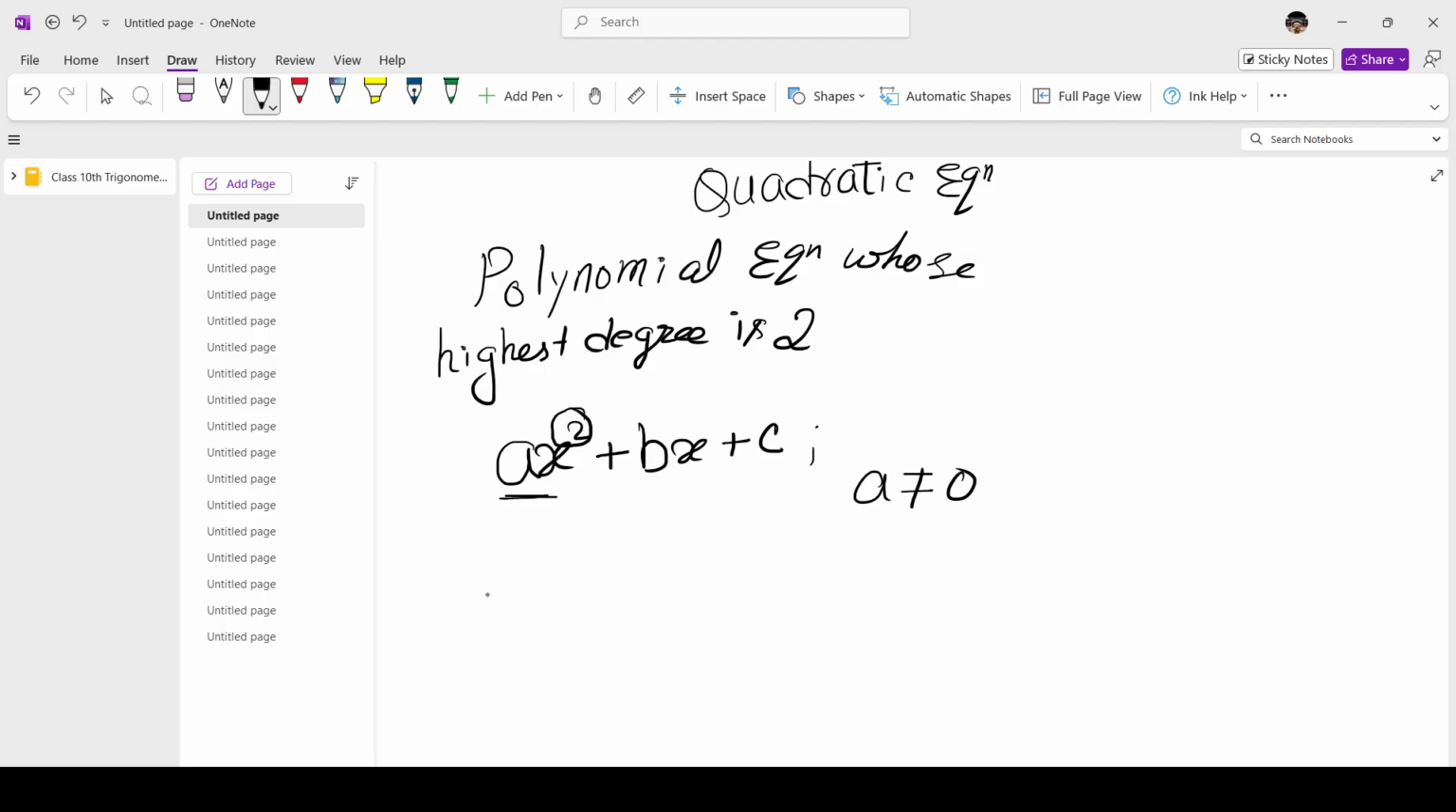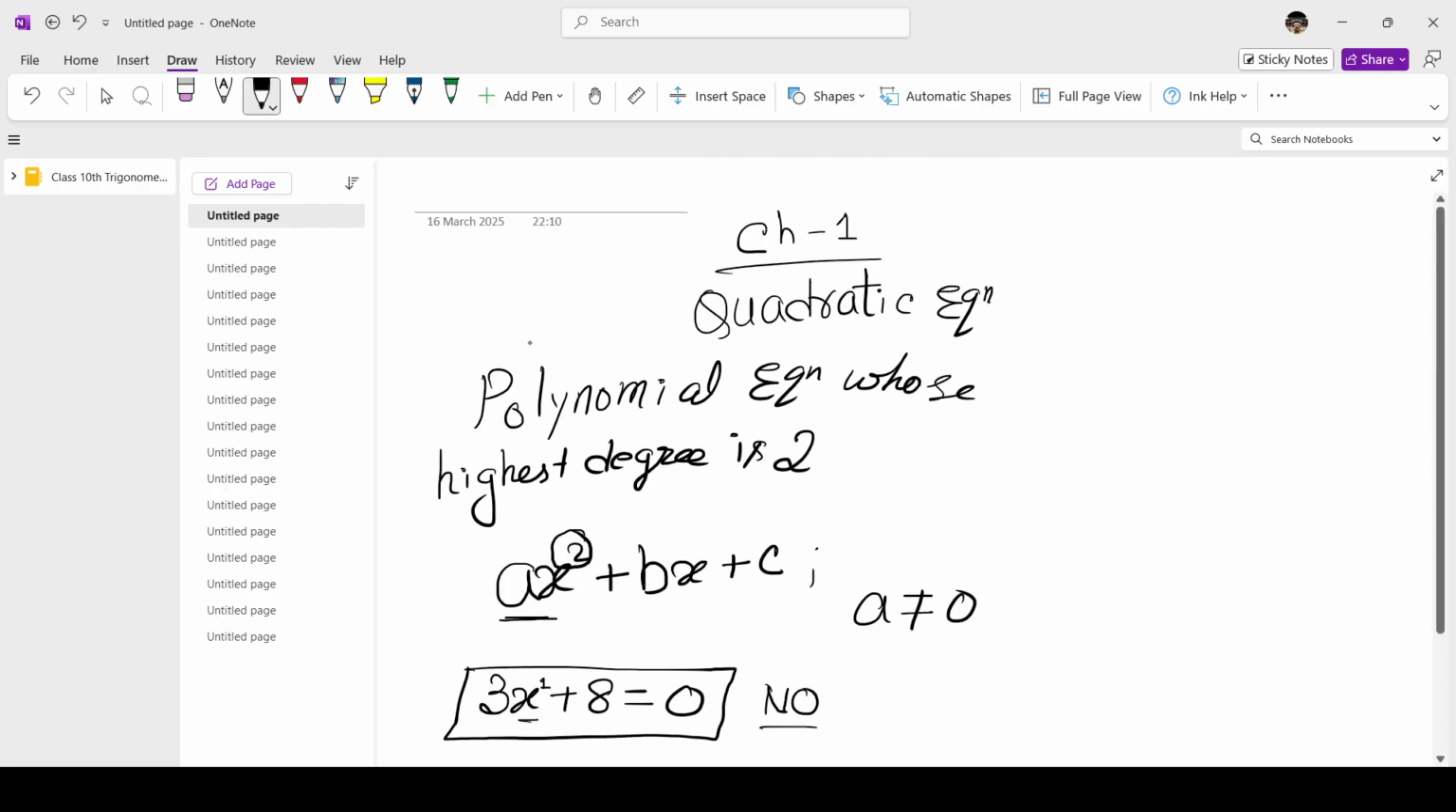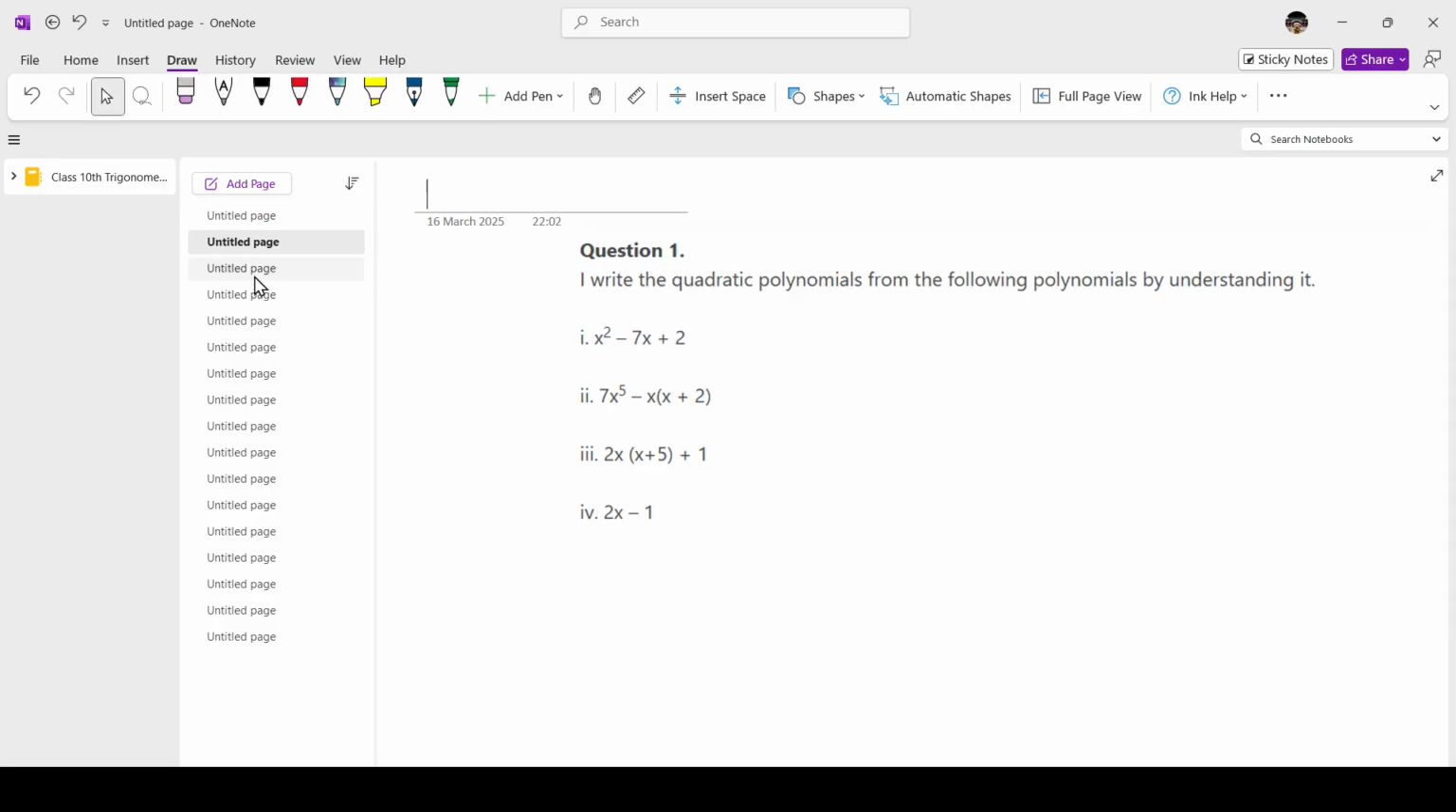But if I tell you, suppose I'm saying that 3a plus a is equal to 0, is it a quadratic equation? The answer should be no. It is not a quadratic equation because its highest degree is 1. Okay. So this is the overview of chapter 1. Okay. So now let's start with the questions.